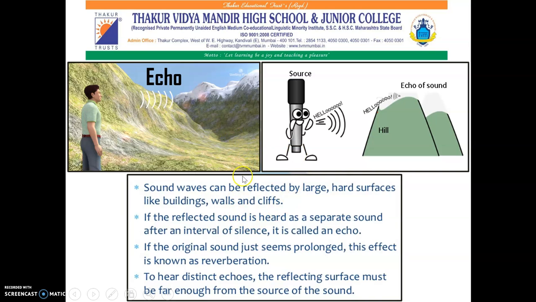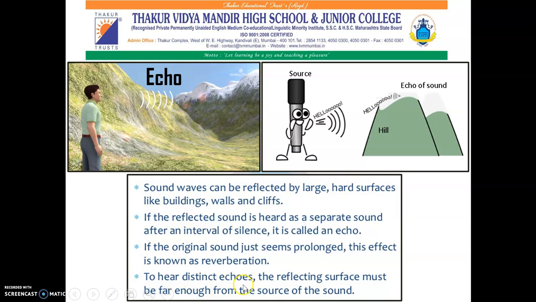If the reflected sound is heard as a separate sound after an interval of silence, then it is called an echo. If the original sound just seems prolonged, this effect is known as reverberation. We will see reverberation in detail in the coming slides, and we will also see the difference between echo and reverberation. Let us understand how an echo is heard.